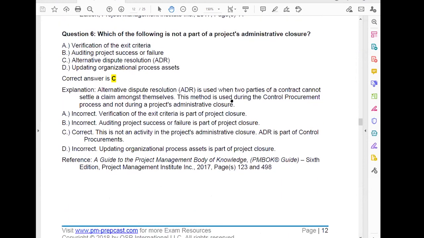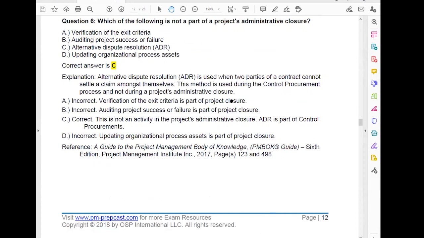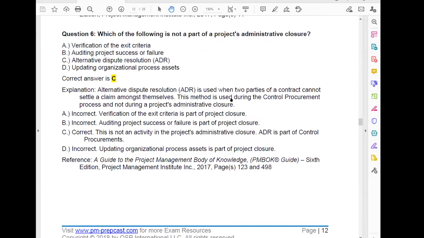So number 6, the answer is letter C, alternative dispute resolution. This is used when two parties of a contract cannot settle a claim amongst themselves. If they cannot reconcile, they will go to alternative dispute resolution.